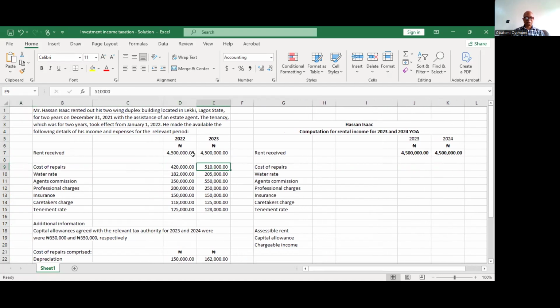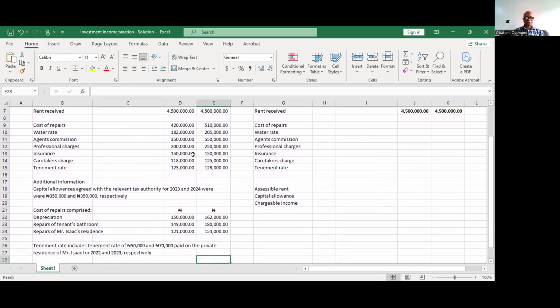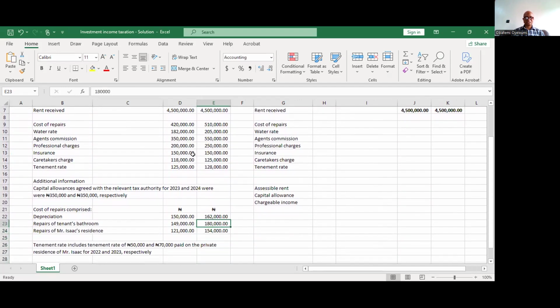So information was given to us earlier about cost of repairs. Cost of repairs comprised of this information. So we now want to know which of this information will apply in terms of enabling us to know the amount that will be deducted as an allowable expense. So it's important that we take note of that particular aspect as well. Please, it's important that we take note of that as much as possible. So let's look at the constituent items here.